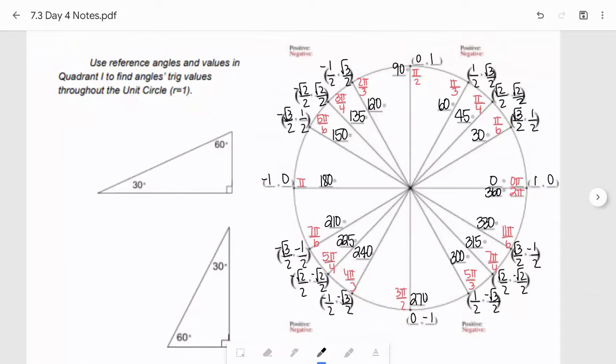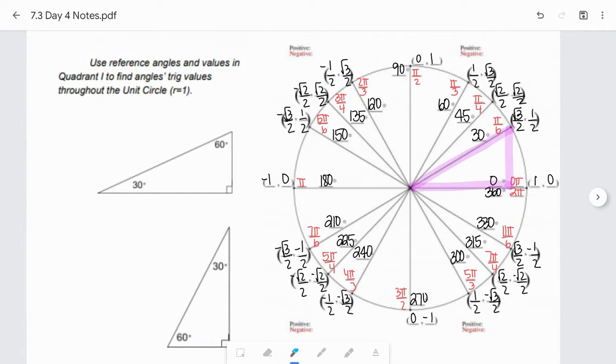Up next, we're going to be talking about reference angles and the values. So this is where we're going to be using quadrant 1, and r equals 1. So the hypotenuse of each of these reference angles is going to be equal to 1. So first, we're going to talk about the reference angle when we're at 30 degrees. So we are going to be looking at this triangle in purple.